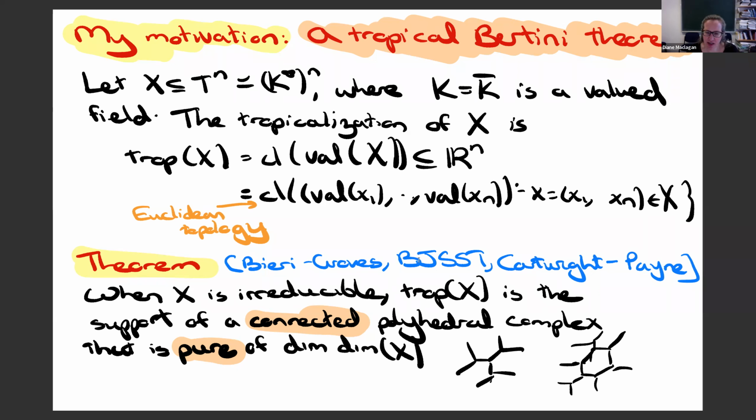in this century, the observation that when X is irreducible, it would be connected, was first observed in work of Bogart, Jensen, Speyer, Sturmfels, and Thomas. There was a slight gap in part of the connectedness proof that was fixed and expanded upon by Cartwright and Payne.